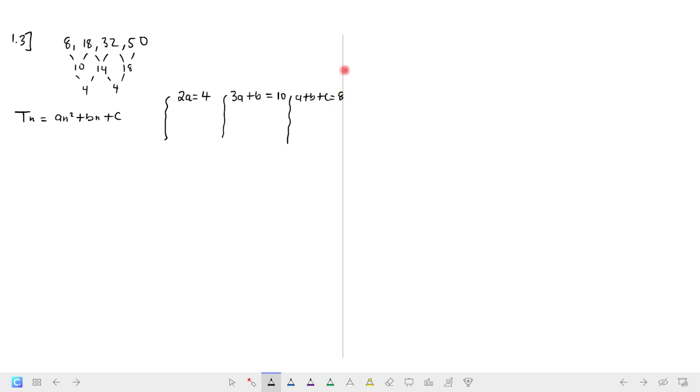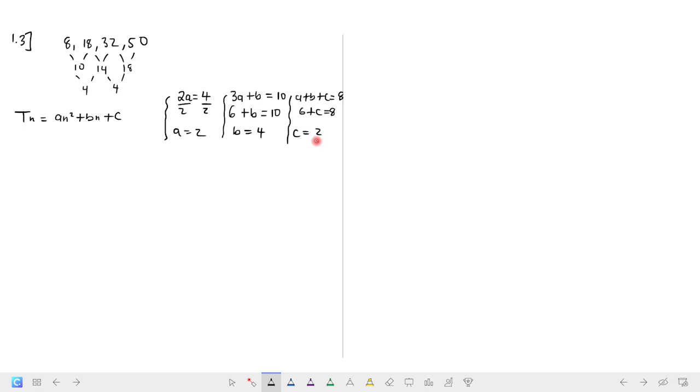Now when you solve for a here, we start with the first one, solving for a, we get a as 2. Then we substitute a there, we get 6 plus b is equal to 10, which gives us b as 4. Then we take a and b, and that is 2 plus 4, which is also 6. Then plus c is equal to 8, and the value for c is going to be 2.